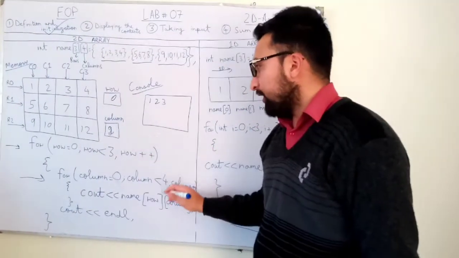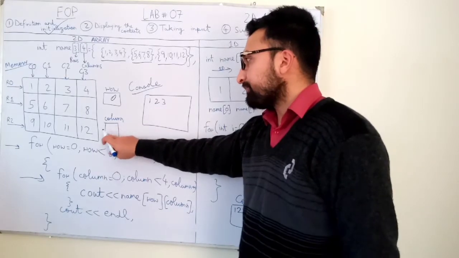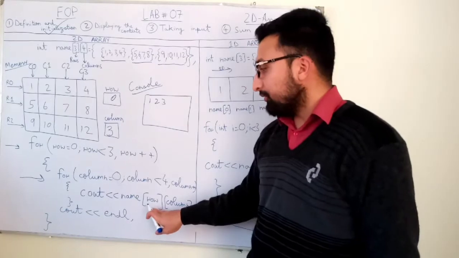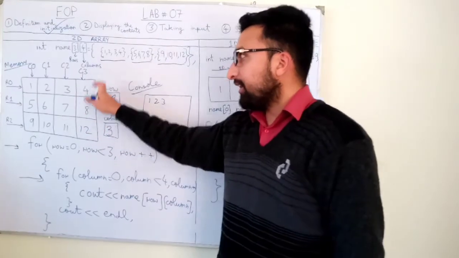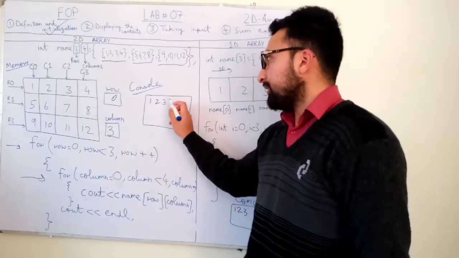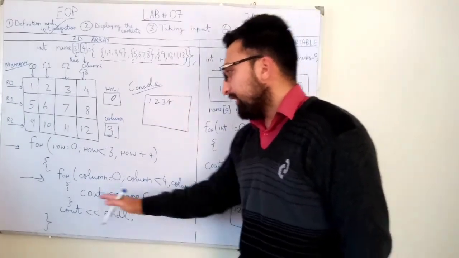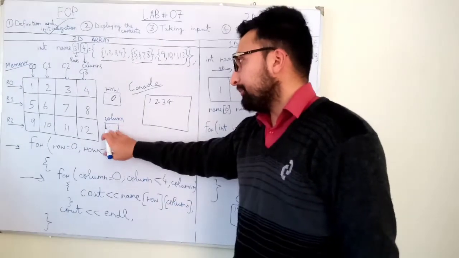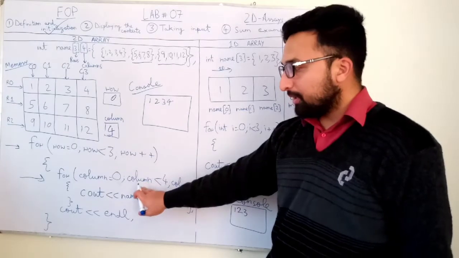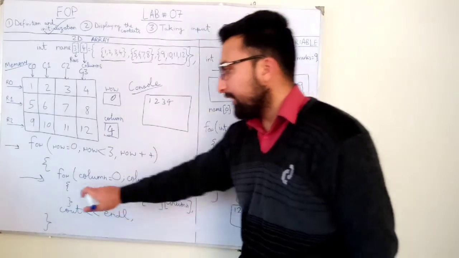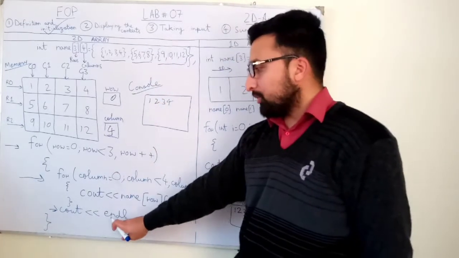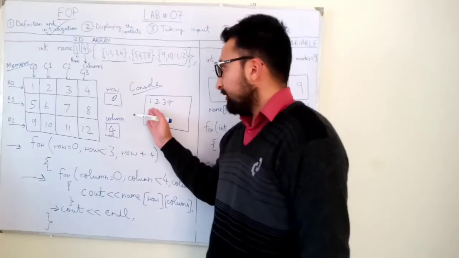It goes back, column becomes 3 now. We are still in row 0 and we are in column 3, so any data present at name of 0 3 gets printed on the screen, that is 4. After that it goes back, column becomes 4 now, and as soon as column becomes 4, this loop gets broken, because 4 is less than 4 is a false statement. It skips these two brackets and comes here. Here it jumps on to the next line on the console.